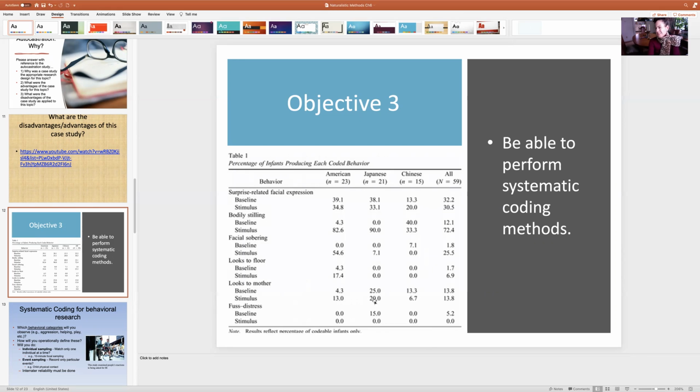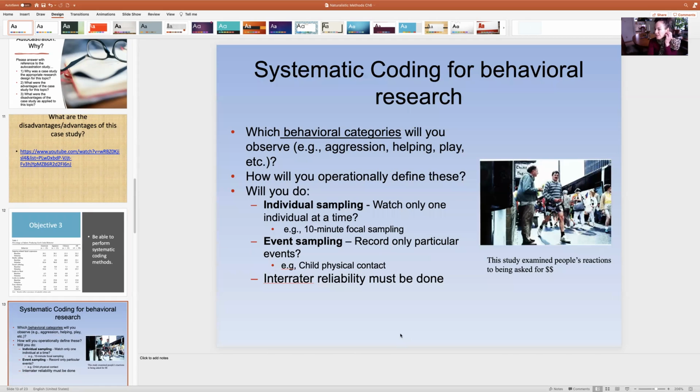How do you develop these categories? One of the things you're going to have to do first is figure out what behavioral categories you're going to develop. What are you going to observe? You're going to go out and observe children on a playground, for example. Are you going to observe aggression, helping, play? You'll have to operationally define those categories. And then you'll also have to figure out how to observe it.